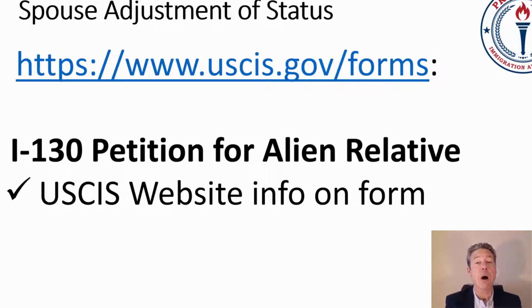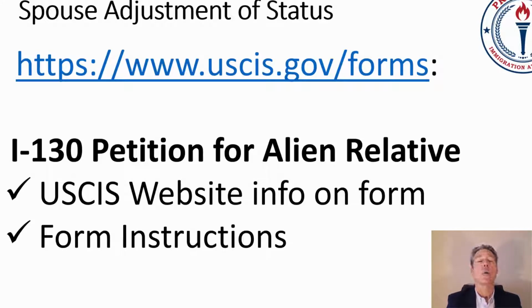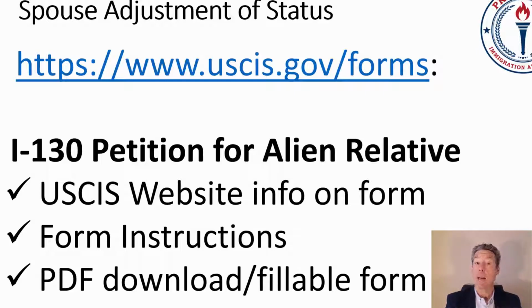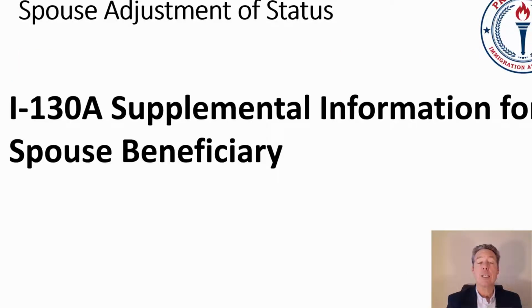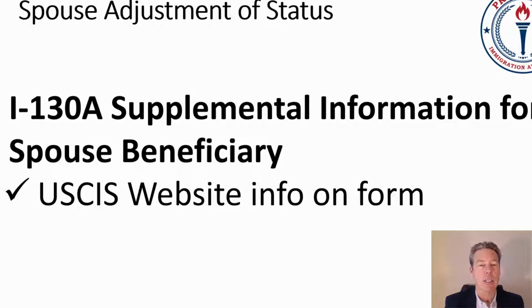We're going to look at the information on the form because it's always changing and we want to get the most updated information. Then we'll look at the form instructions where it breaks down really all the different questions and what they're looking for. And then we'll show you how to download the PDF and the fillable form, and we'll go through that form. Now the other application is the I-130A, supplemental information for the spouse beneficiary. And this is where they get all the information on the spouse.